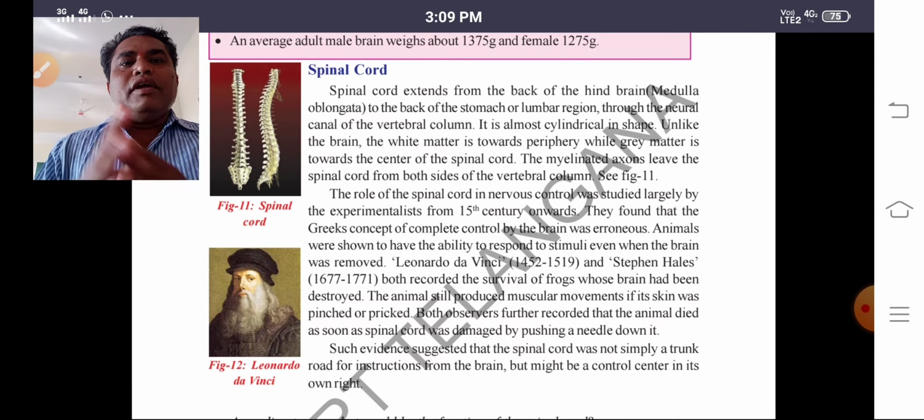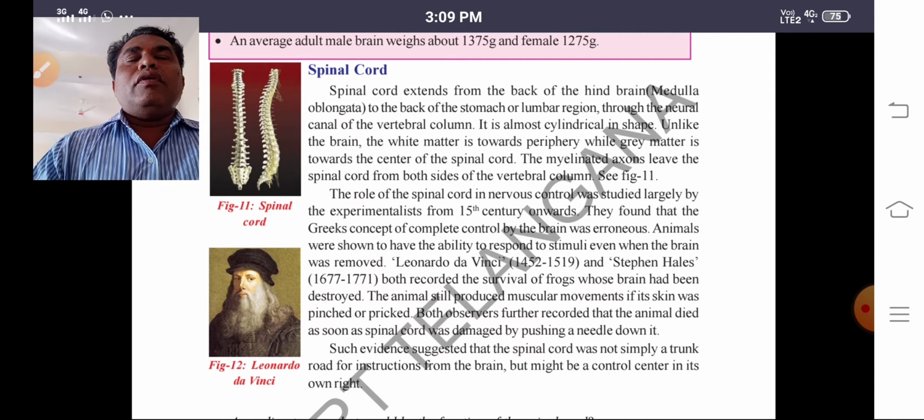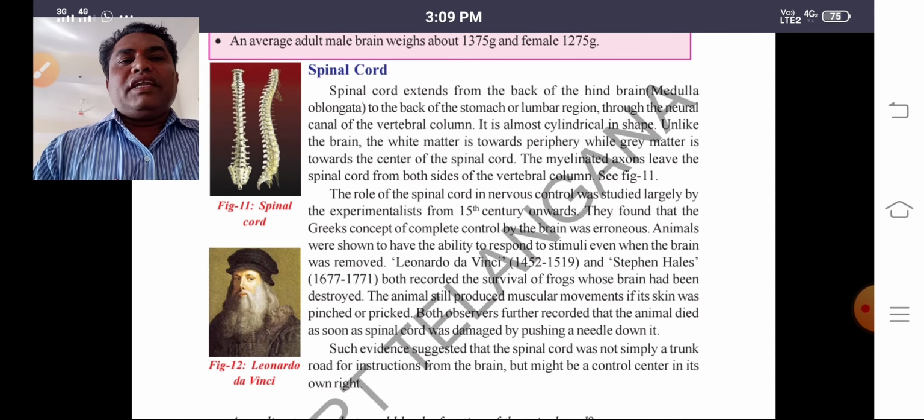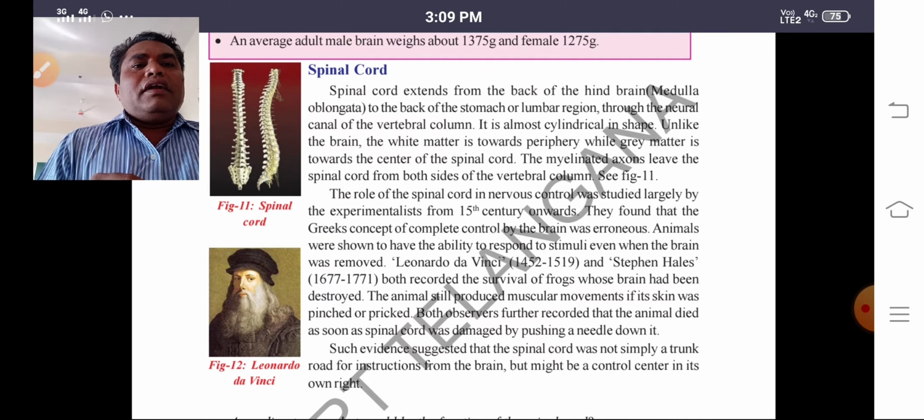Now the spinal cord. The spinal cord extends from the hindbrain, the medulla oblongata, through the back region and the lumbar region. It starts from the medulla oblongata, which is a hindbrain part, is continuous, and passes through the neuronal canal of the vertebral column.